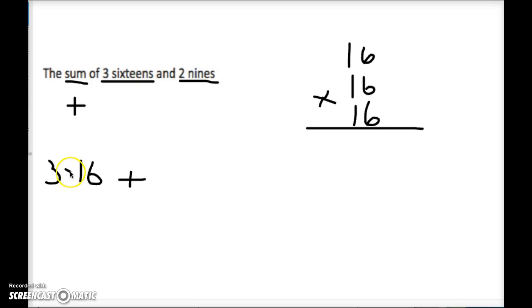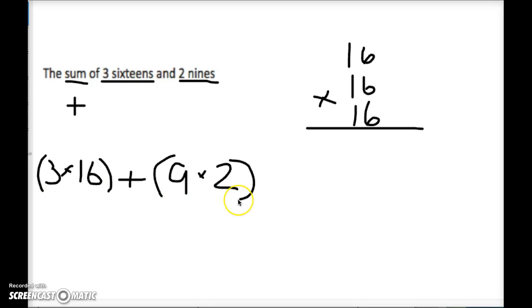A better way to do this would be to multiply. And because I have to add 3 16s and 2 9s, that means I have to figure out what 3 16s is before I can add it to the 2 9s. 2 9s is going to be the same thing. I'm not going to write a 9 and a 9 because I've got a 9 and a 2 in the problem. I'm going to have to multiply those just like I multiplied the 3 and 16. I'm going to have to do it before I add it to my 3 16s. So this then is the expression.